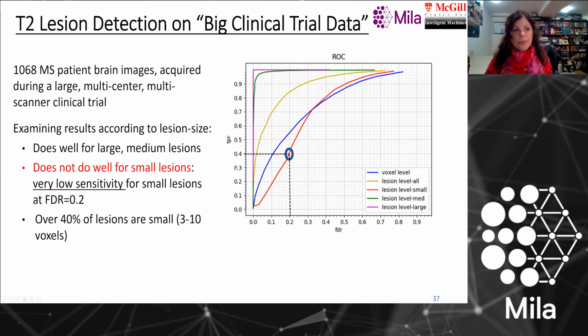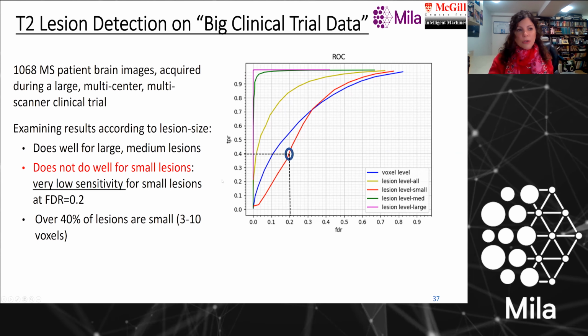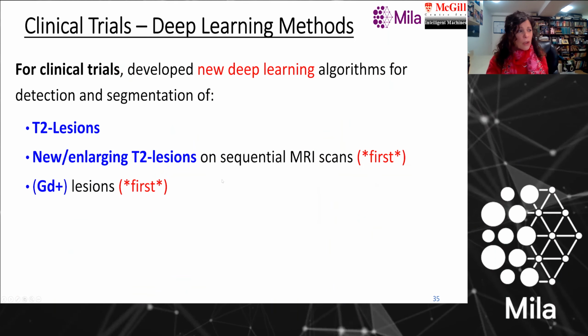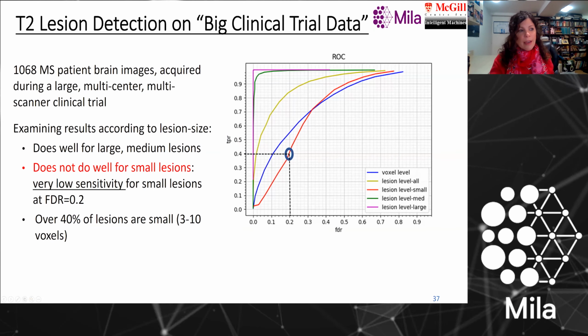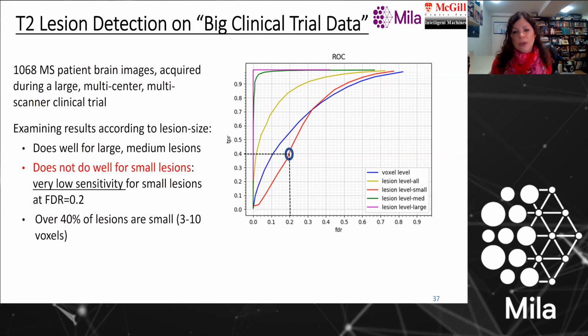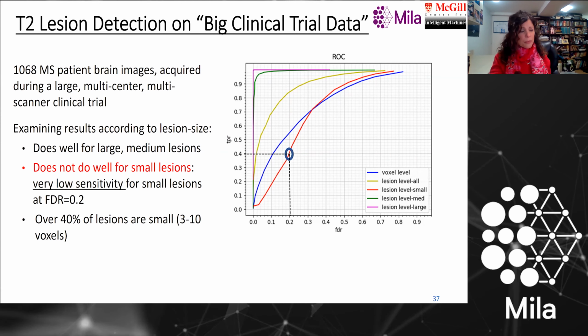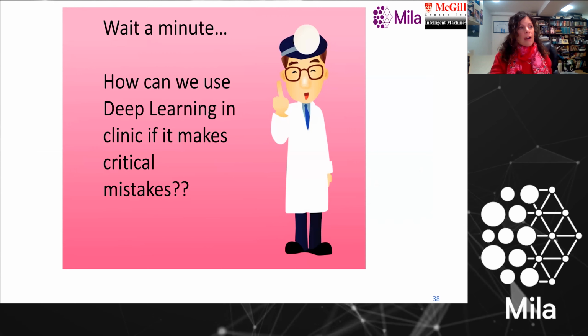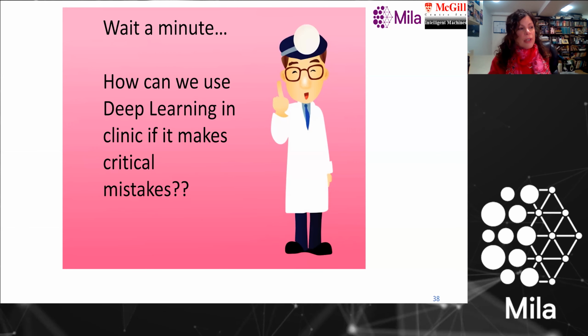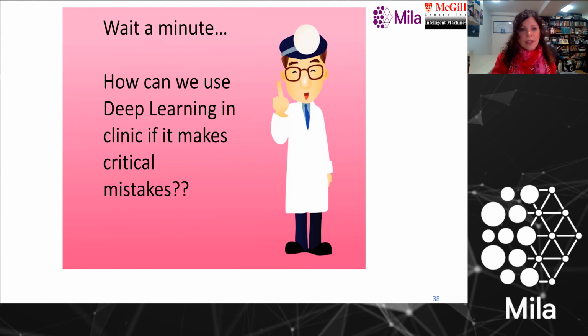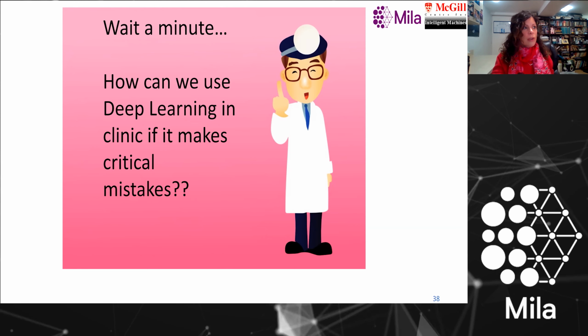So again, we found similar issues with the other two methods, for new and enlarging and for gadolinium enhanced. We do have new deep learning models that can do better than this. But the point is really how do we use deep learning in the clinic if it makes mistakes in general that could be critical?